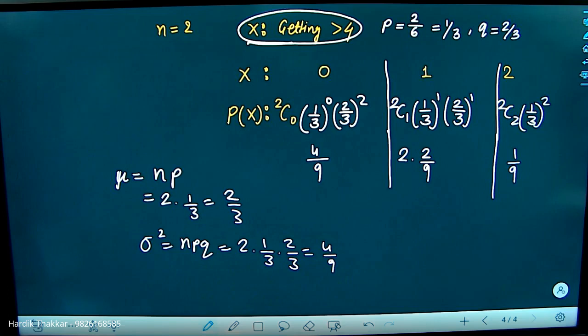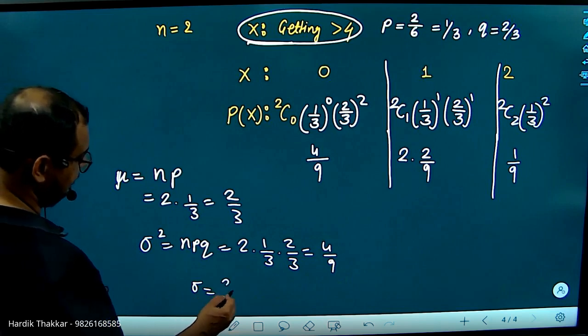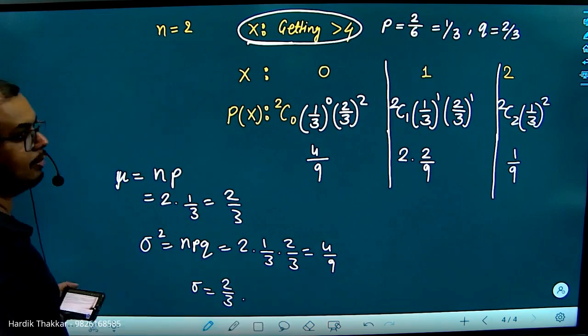Sir, and the standard deviation will be the root, no? Which one? Standard deviation. Yes. Standard deviation sigma will be the root of variance. So it will be 2 by 3 only, the root of this number.